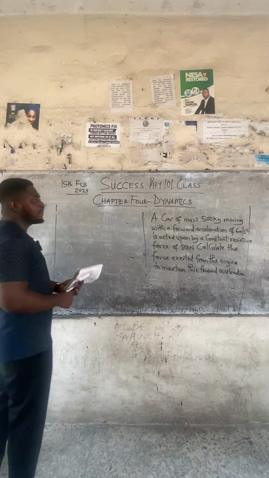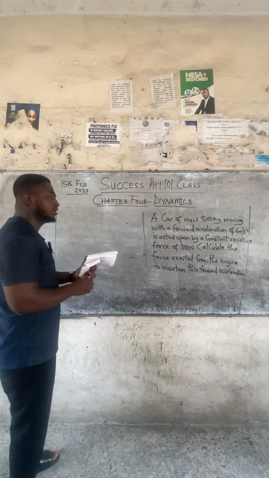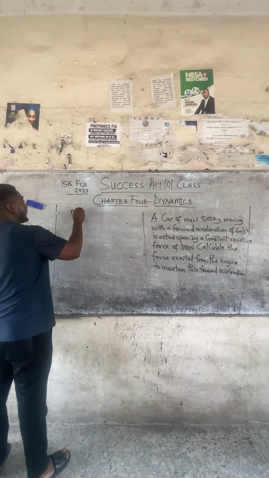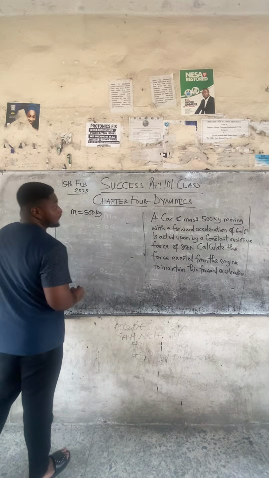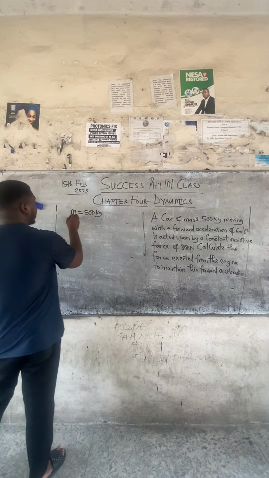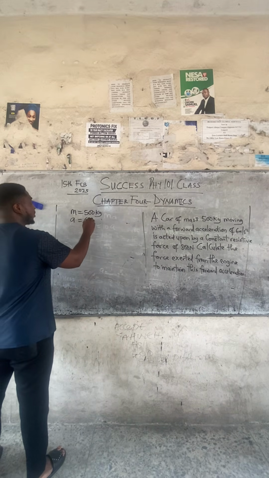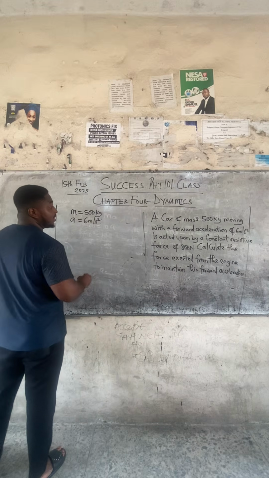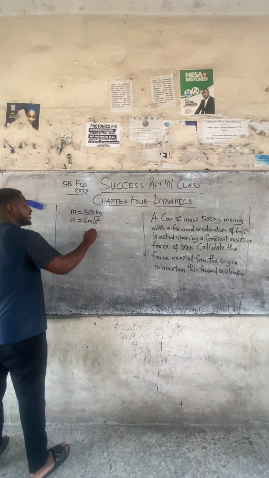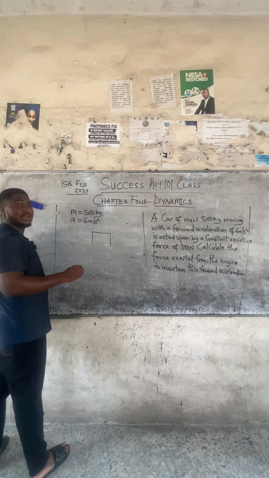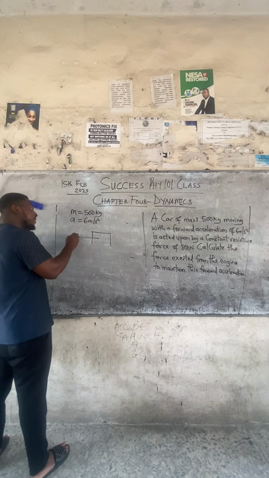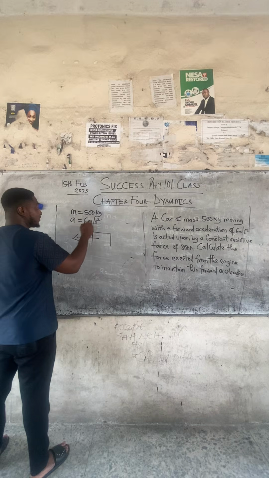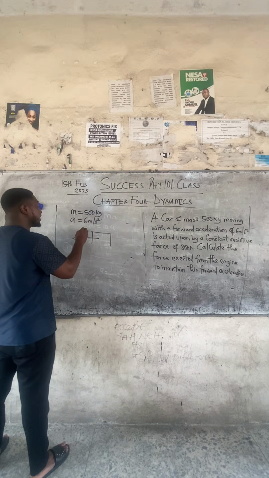A car of mass 500 kg. So the mass of the car is 500, moving with a forward acceleration. Acceleration is 6 meters per second squared. Is acted upon by a constant resistance. So let this be the car. Is acted upon by a constant resistive force. A resistive force is always acting in the opposite direction to the main force. So a resistive force of 800 Newton.